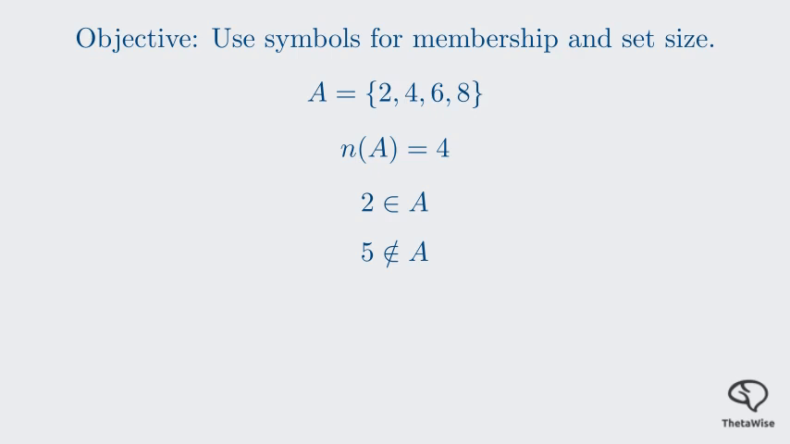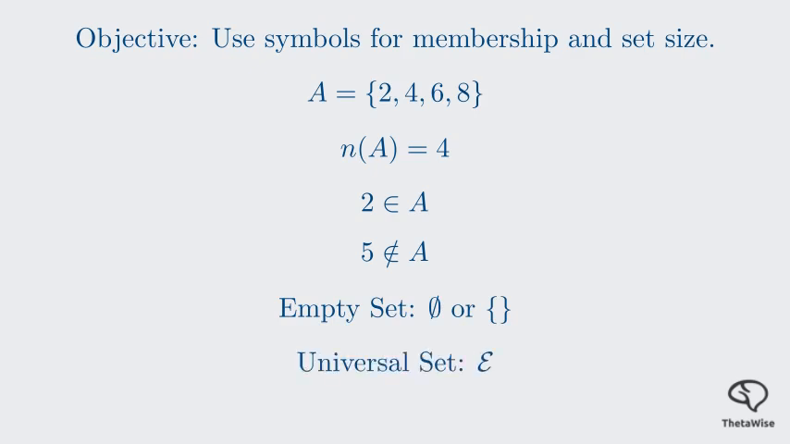Sometimes, a set has nothing in it at all. We call this the empty set, represented by a circle with a slash through it, or simply a pair of empty curly brackets. Finally, the universal set, denoted by the symbol epsilon, represents the set of all elements under consideration in a particular problem. In a Venn diagram, this is usually represented by the rectangle surrounding the circles. We've now mastered the basic vocabulary for membership and counting within sets.